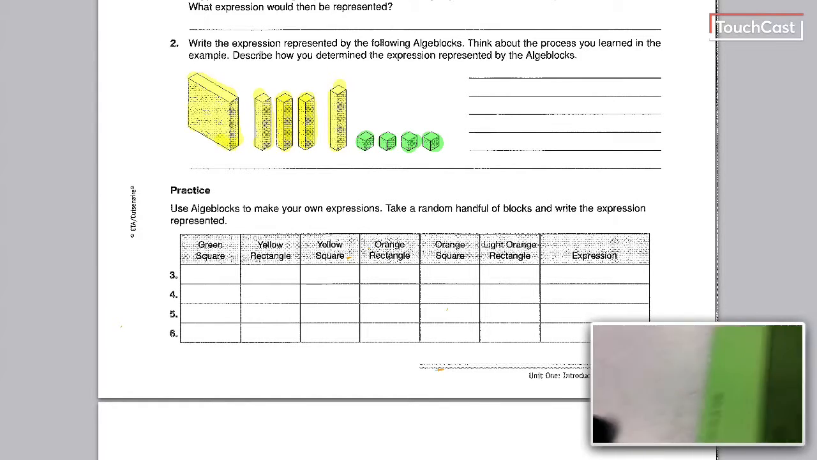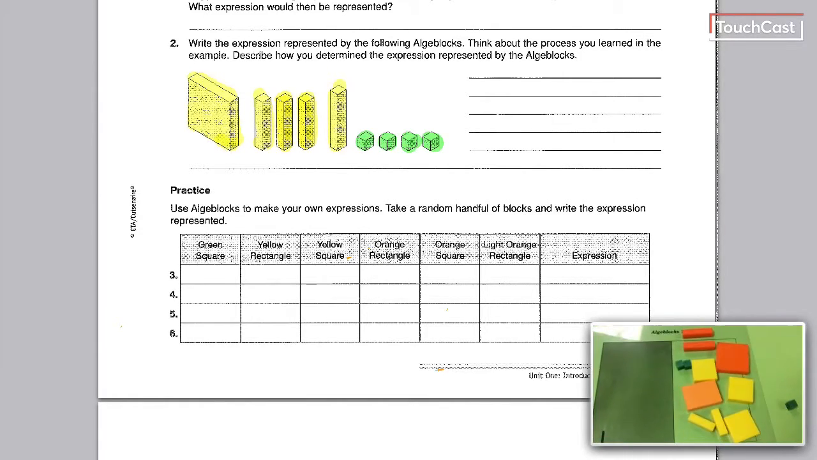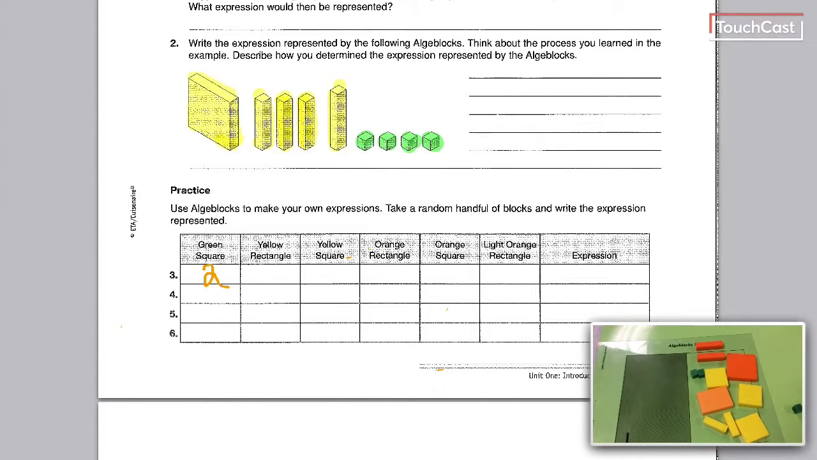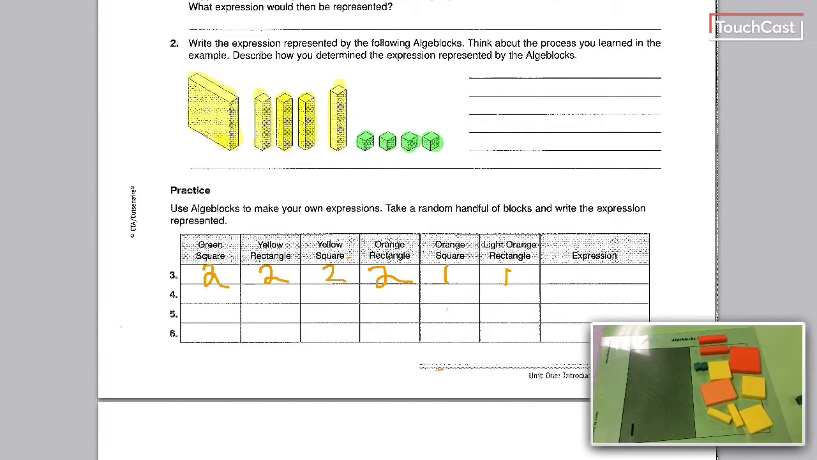Okay, so let's take a look at what I have represented here. That's a lot of blocks. Okay, so first thing you want to do is write what you have. So it looks like I have 2 green squares, 2 yellow rectangles, 2 yellow squares, 2 orange rectangles, 1 orange square, and 1 light orange rectangle.